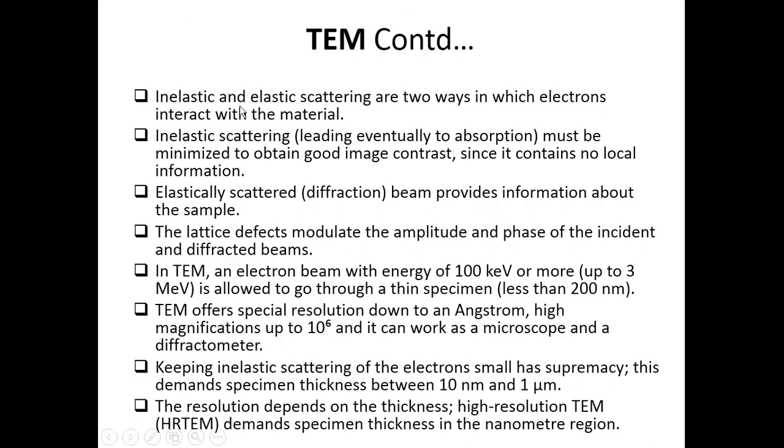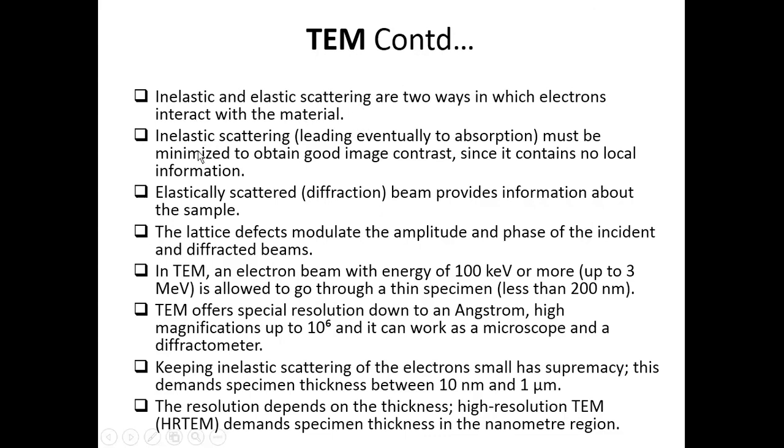Inelastic and elastic scattering are 2 ways in which electrons interact with material. That we know already. In SEM we have seen so many kinds of specimen interactions, out of which in TEM we are very much interested in inelastic and elastic scattering. Of course, inelastic is not of much interest because inelastic will not give out the information with regard to the material. But elastic scattering is very important. That we will see one by one.